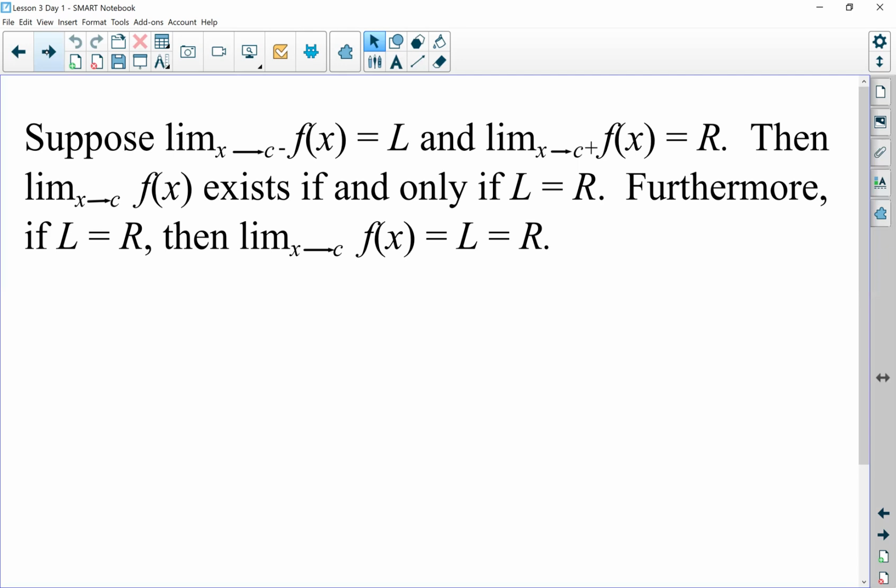And that limit is whatever the value is for L and R. If L and R are not equal, then the limit does not exist.